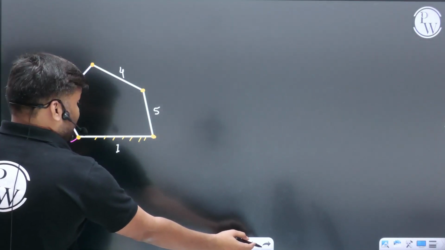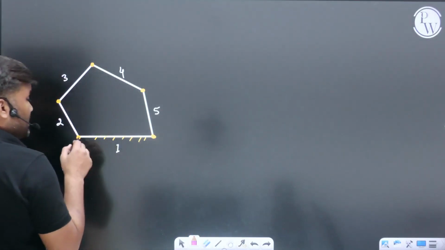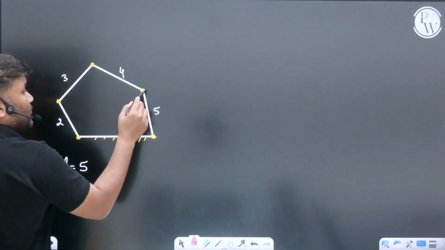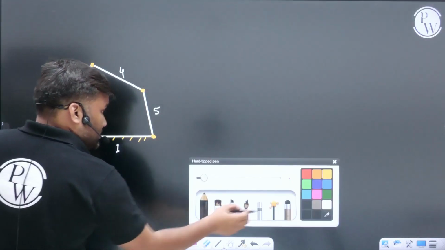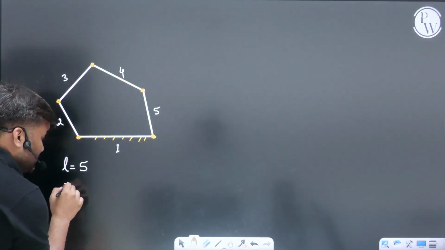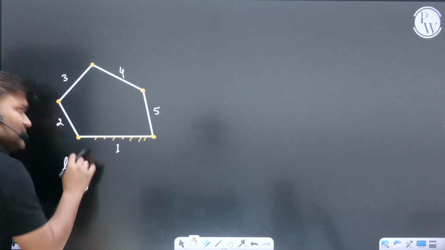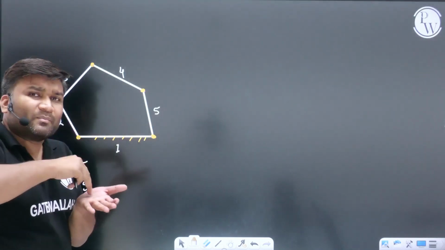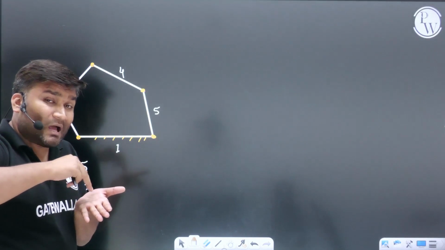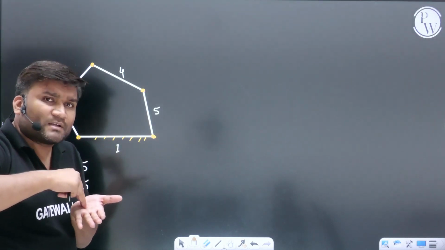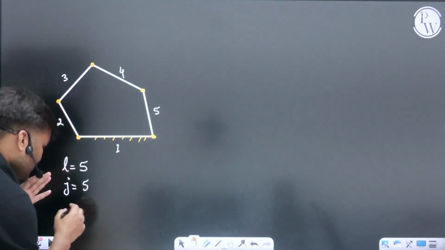So how many pairs are there? Sir, count: 1, 2, 3, 4, 5. 5 lower pairs. Put down the value. There is no higher pair. A higher pair means those pairs where you have point contact or line contact. And there is no higher pair. Higher pair is 0.